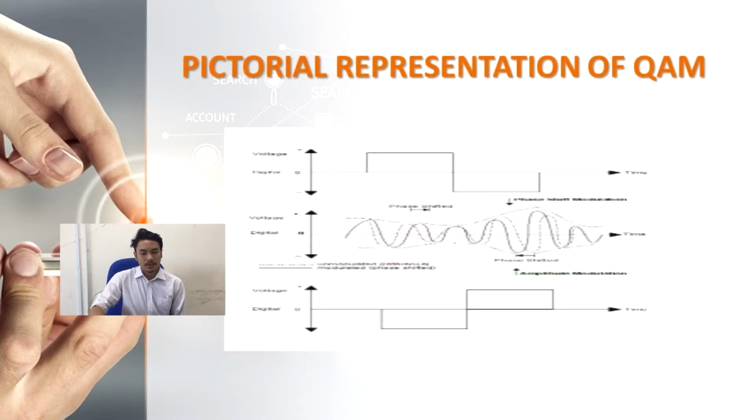Next you can see the pictorial representation of QAM, where there is a combination of the carrier and the input. So the output will be the input phase shifted, or simply an inverted data.